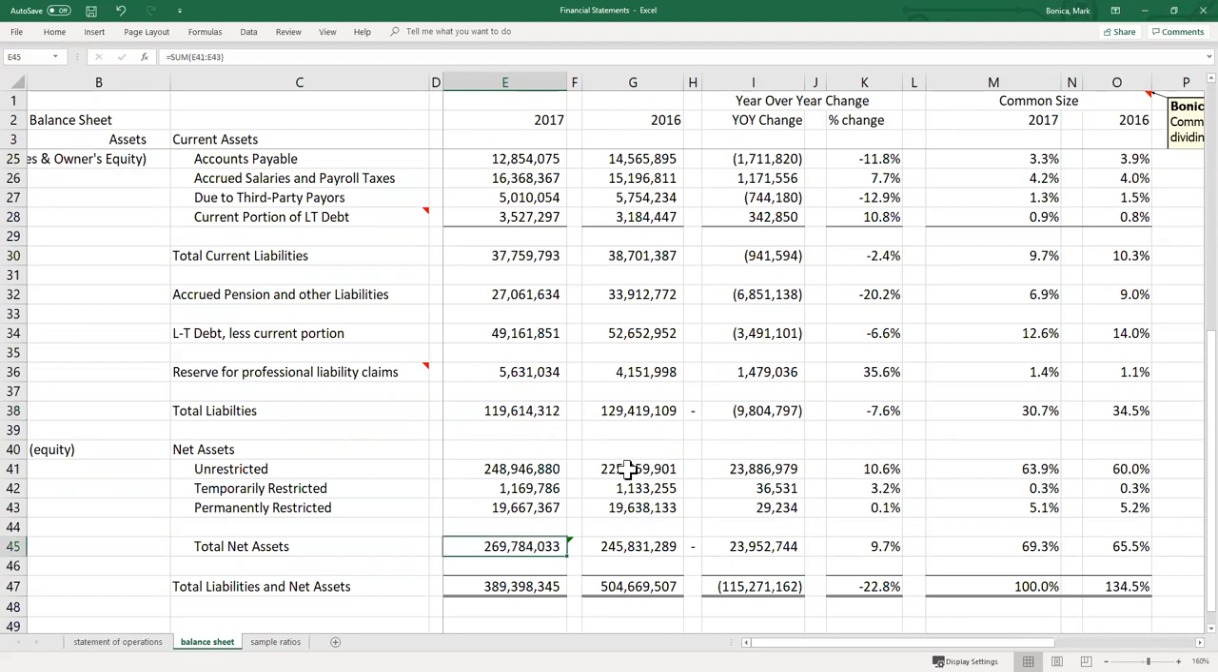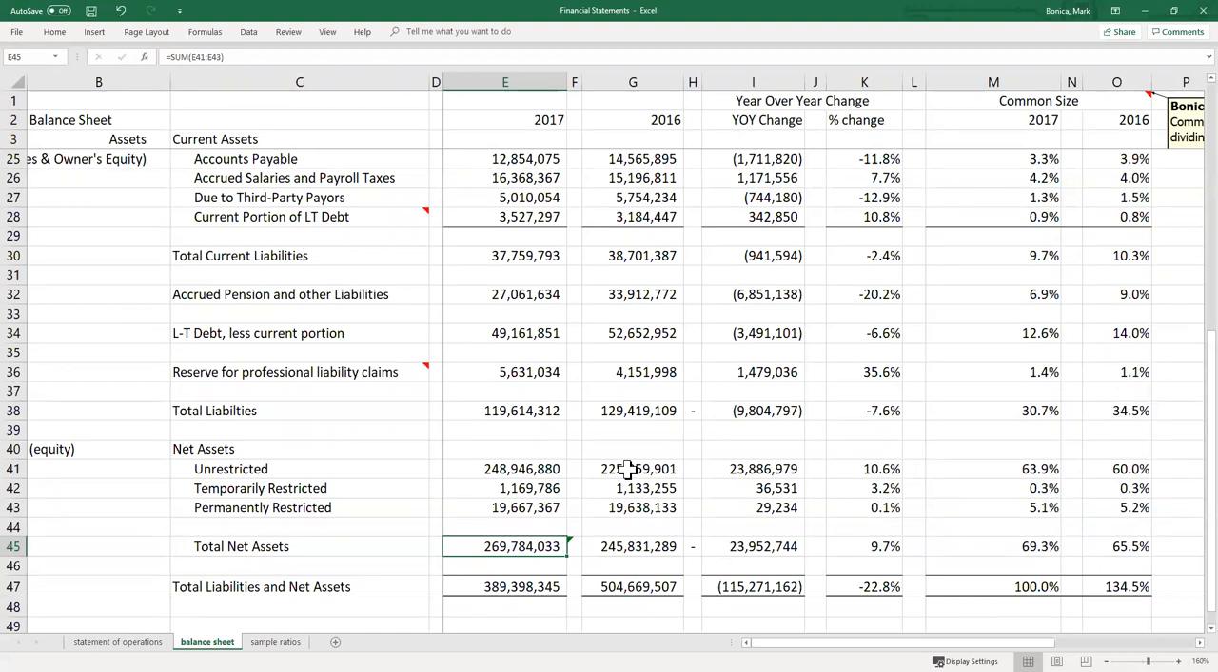In the same way that when we said, well, the market value of a house is $500,000, they have a $400,000 mortgage, so their equity is $100,000. That's essentially all this is saying. Now, the uniqueness here, there's three different kinds of net assets.